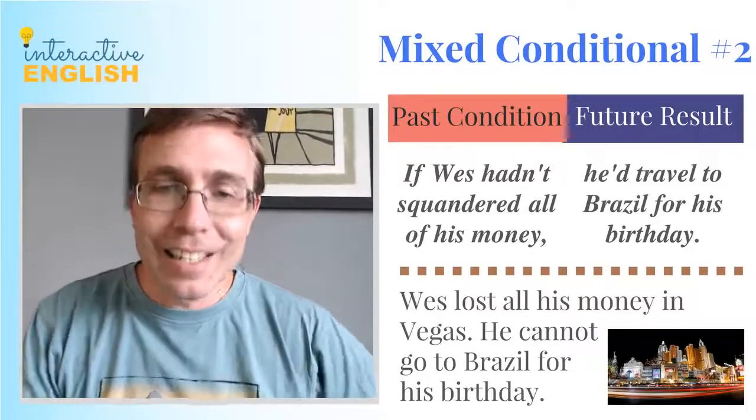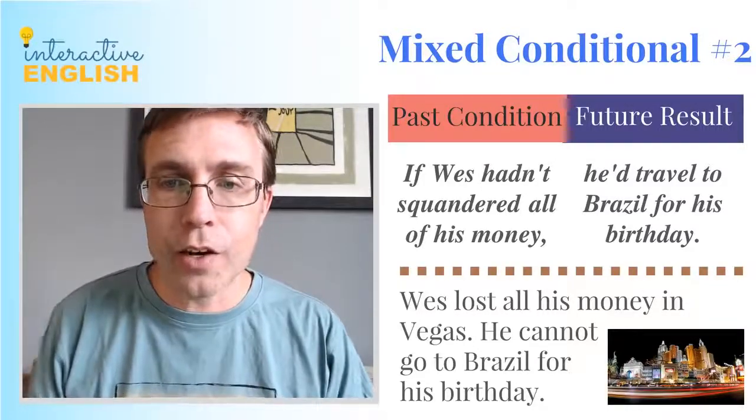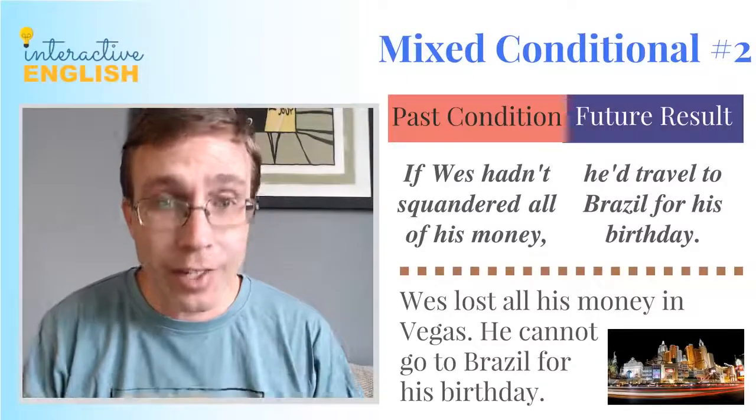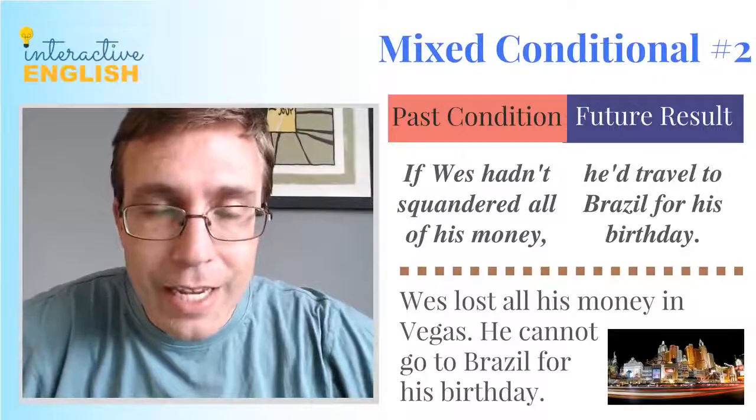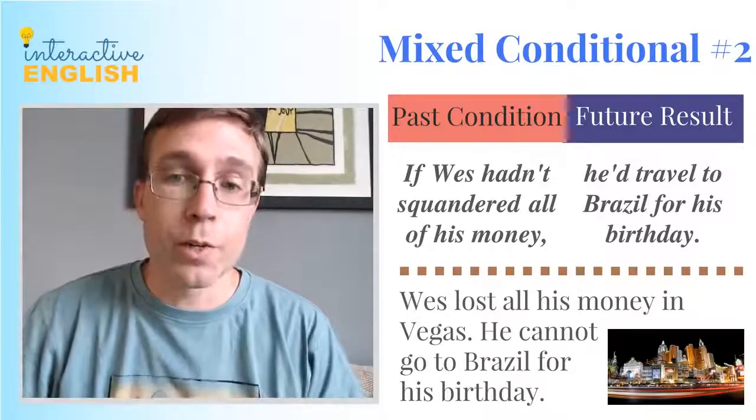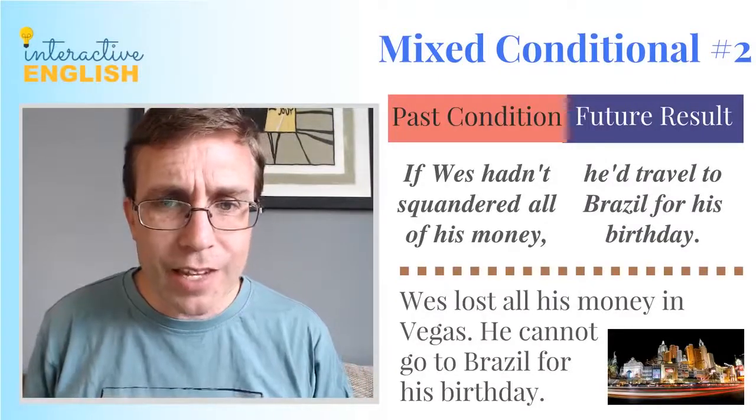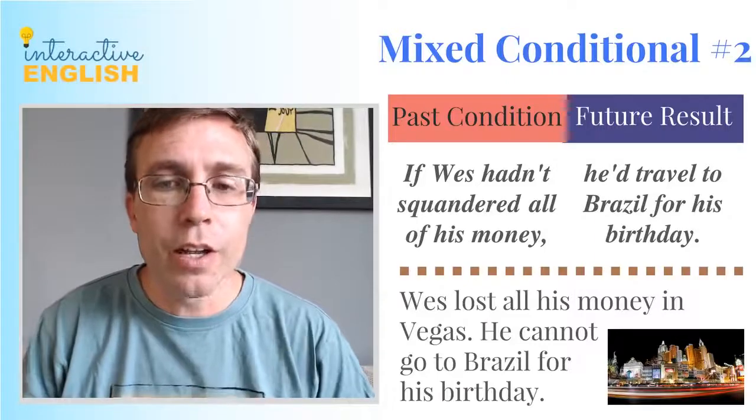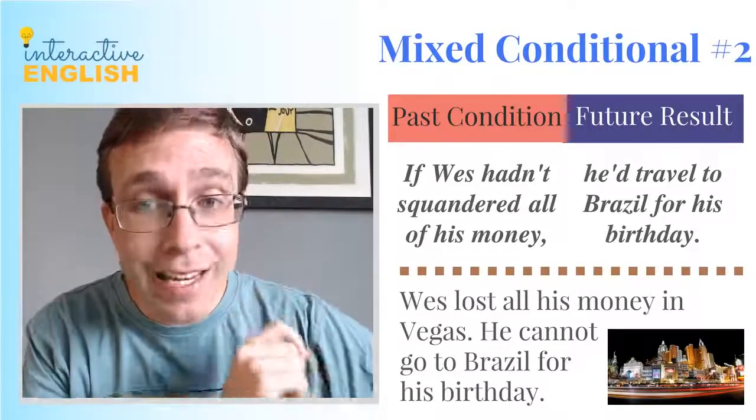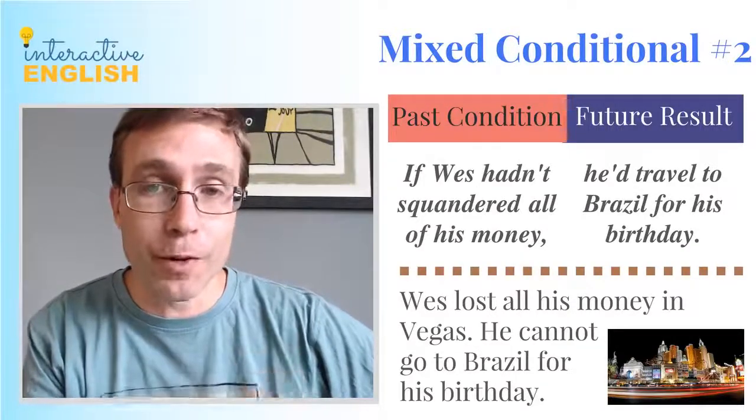But let's look at our situation down here. So if I said Wes lost all his money in Vegas, okay, again, it happened in the past. Wes lost all his money in Vegas. He cannot go to Brazil for his birthday, which is in November. It's in the future. So Wes lost all his money in Vegas. He cannot go to Brazil for his birthday. But if Wes hadn't squandered all of his money, he'd travel to Brazil for his birthday.